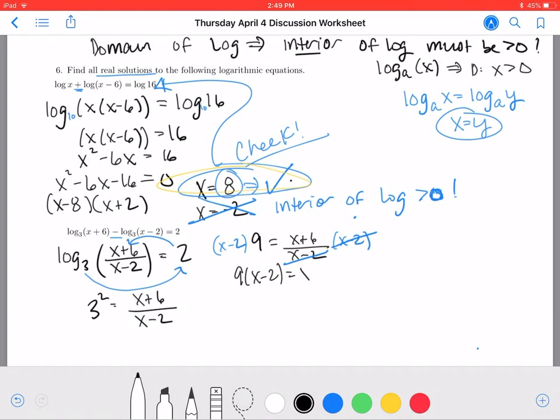Okay, now I'm going to distribute the left side. And to solve for x, I'm going to group my x's together by subtracting x from the right and left to get 8x. And I'm going to add 18 to both sides to get 24. Divide both sides by 8. I get x is equal to 3.